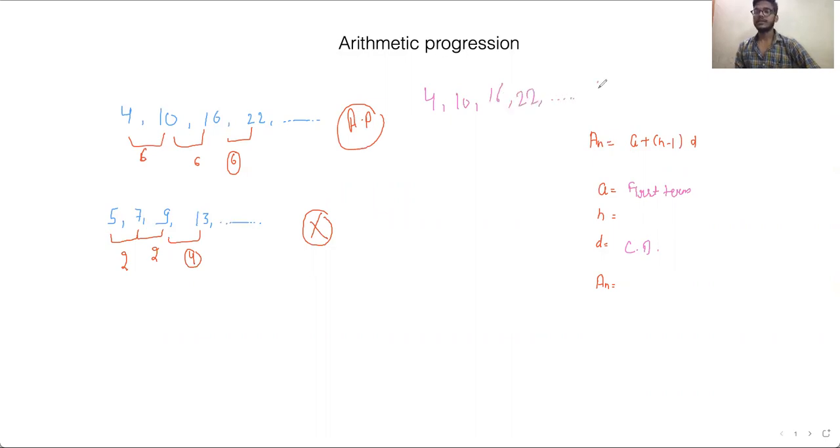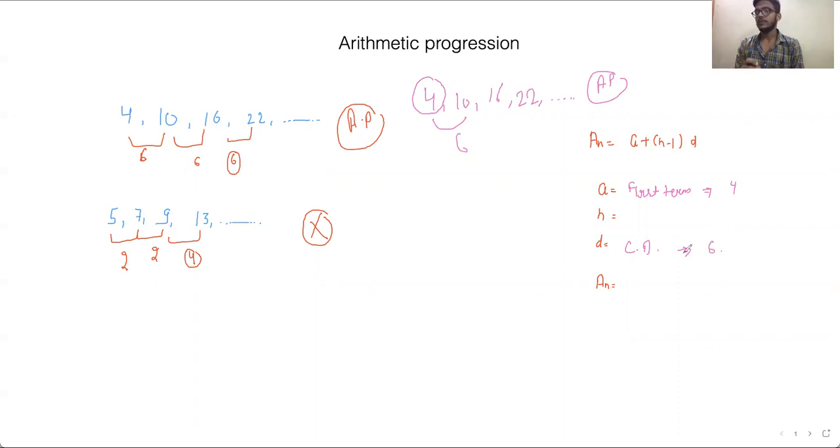We check that this series is an arithmetic progression because the difference between these two consecutive terms is always 6. Then the value of a, the first term, is 4. In this series, the value of a equals 4. The difference between these terms is always 6, so the common difference d is equal to 6.